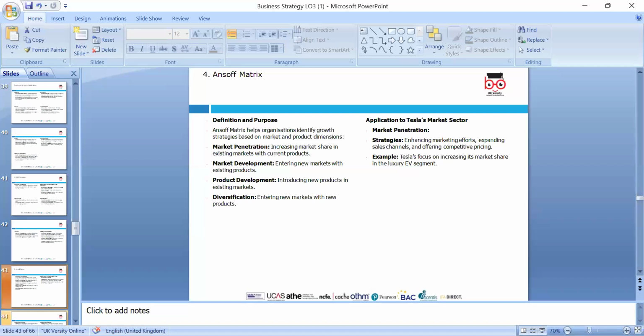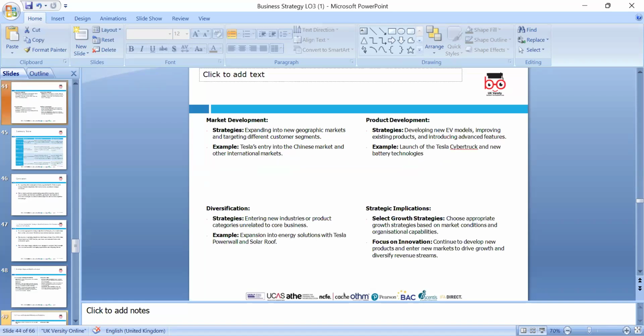Then the Ansoff matrix; we had the discussion on the Ansoff matrix, which is given by Igor Ansoff. So we can look at Tesla's market penetration, increasing the share in existing markets, and market development, entering into new markets. You can add an example, like Tesla is going into China. So you can justify it, and show you understand what is meant by these.